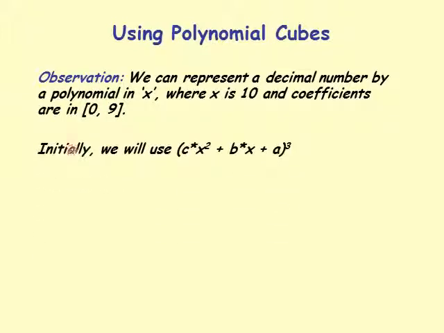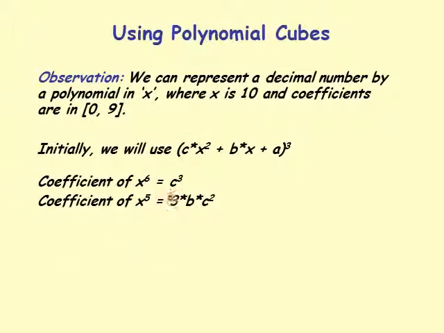Let's continue here. Initially, we will use this polynomial, c times x squared plus b times x plus a, where a, b, and c are in 0 through 9, and x is equal to 10. If I take the cube of that, the coefficient of x^6 is c cubed. x^6 would come from this term here. The coefficient of x^5 is 3bc squared, and x^5 would come from the square of this term and bx multiplied once. From all the combinations I get 3 times b times c squared.